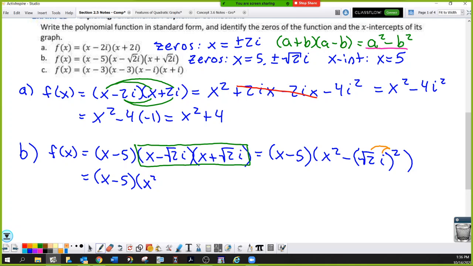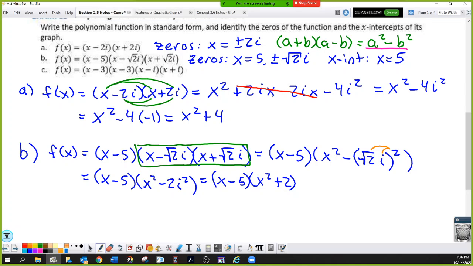Well, what is root 2 squared? 2. And then here's your i squared. And again, i squared, you guys have already told me, equals -1. So what this gives me is x minus 5 times x squared plus 2. And then you would have to FOIL that out.